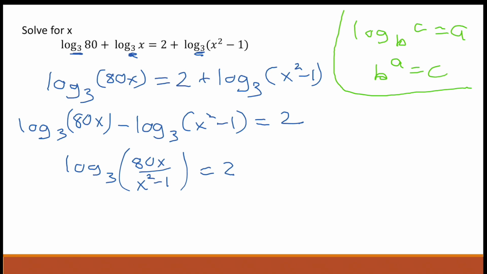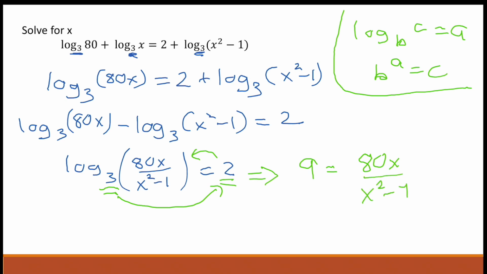So if I apply the same thing right here, I have the base 3, I have the exponent 2, so I raise 3 to the power 2 to get 80x by x squared minus 1. So the next step from here would be 3 to the power 2, which will be 9, is equal to 80x by x squared minus 1. Let's move to the next slide.